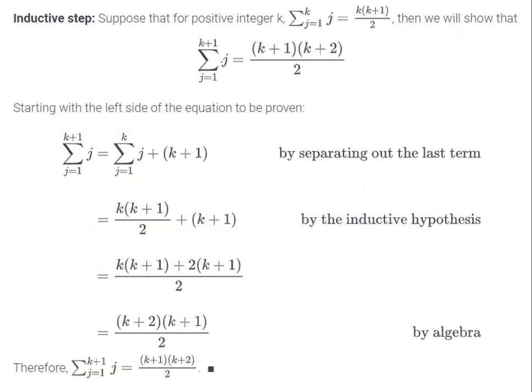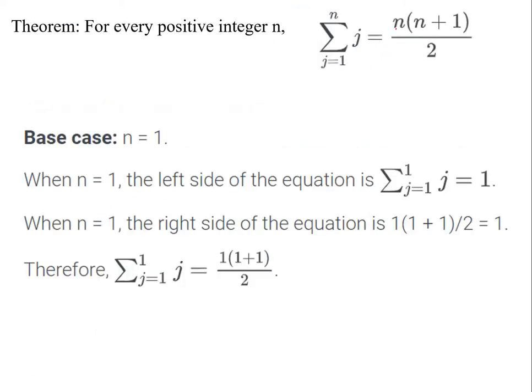And so now let's move on to the inductive step. Now what you're going to do is say, suppose that the statement is true for any positive integer n equals k. So now you're going to replace n with k in this one.